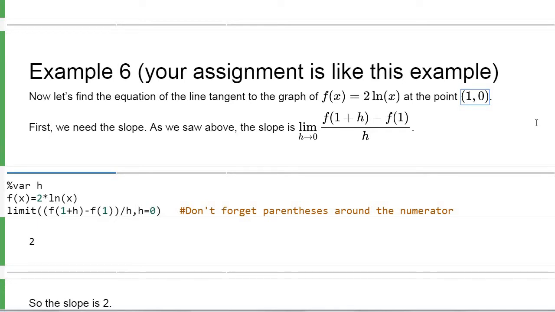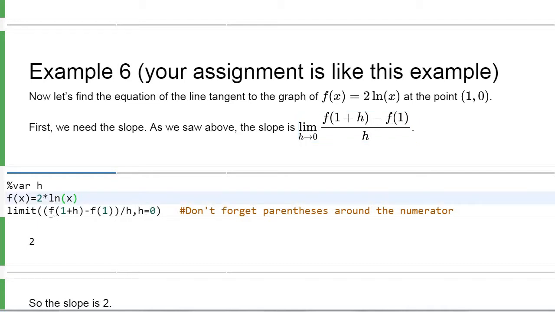So first off, I need the slope. So here's the formula for slope. All I did was take the formula from up above and I replaced x sub 0 with 1. 1 is the particular x value given in the question. So each of these is 1. That's the particular x value. I'll let Sage do this limit for me.